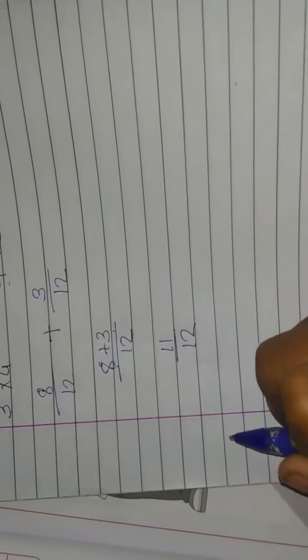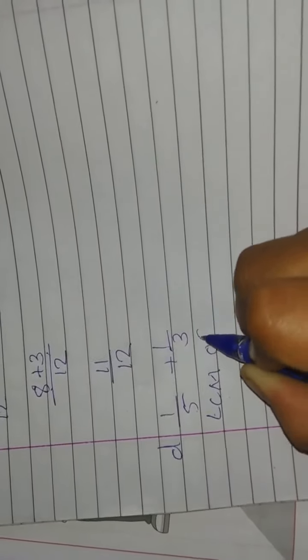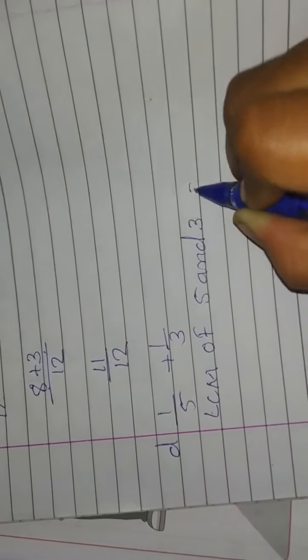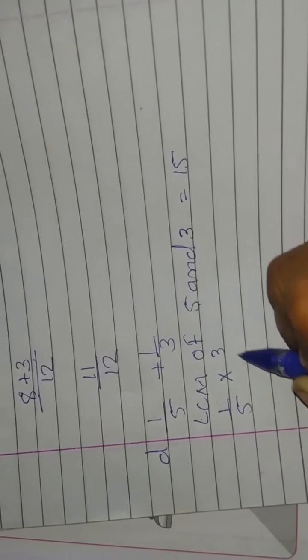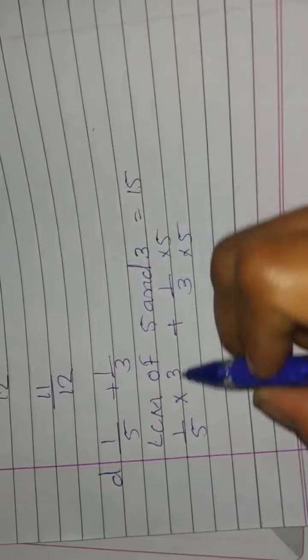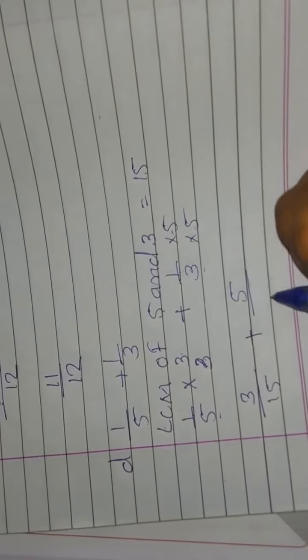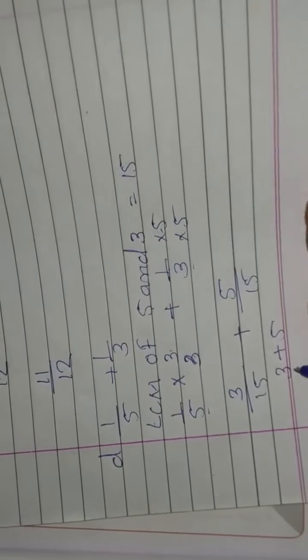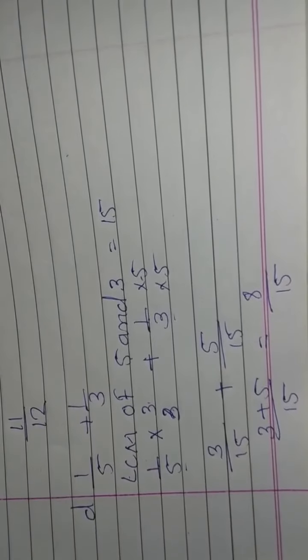Okay students, I hope your work is complete. Now we'll start the next sum. The next sum is D1, 1/5 + 1/3. In that, LCM of 5 and 3 is equal to 15. 1/5 into 3, plus 1/3 into 5. 1 3 is 3, 1 5 is 15, plus 1 5 is 5, 3 5s are 15. 3 + 5 is 8, so 8/15 is the answer. Now look at this, everyone, and write it down in your notebook. I'll give you 1 minute, so you have to complete your work.